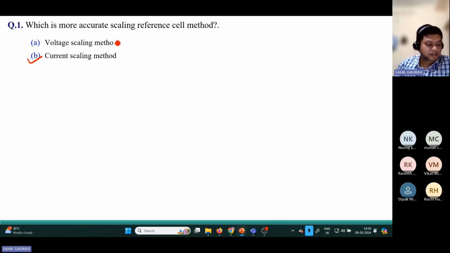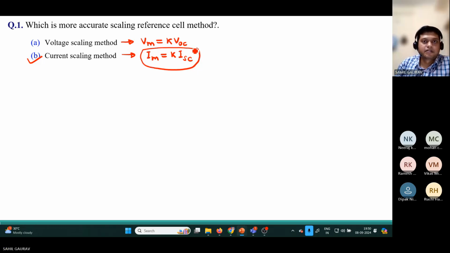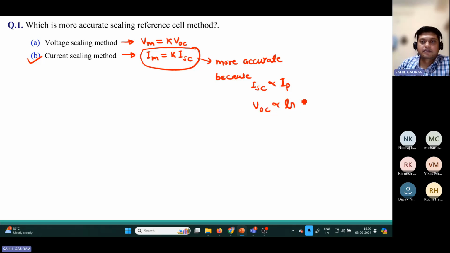Why is it so? Because we know that the open circuit voltage varies logarithmically with the solar insolation, while the short circuit current varies linearly with the solar insolation. So this is more accurate, because ISC varies directly proportional to photocurrent, while VOC varies logarithmically with the photocurrent.